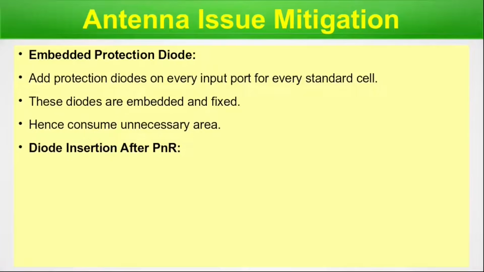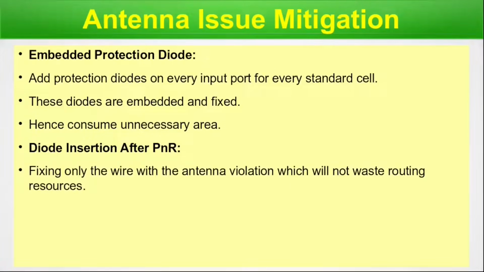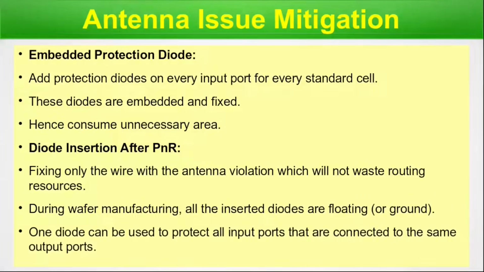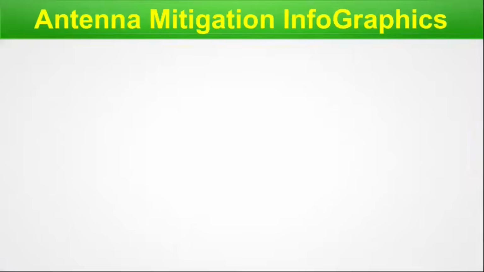Diode insertion after PNR. Fix only the wire with antenna violation, which will not waste routing resources. During wafer manufacturing, all the inserted diodes are floating or ground. One diode can be used to protect all input ports that are connected to the same output port. So here we talk about the embedded protection diode method and diode insertion after PNR. We are done with this particular slide. Let's move on to the next slide.